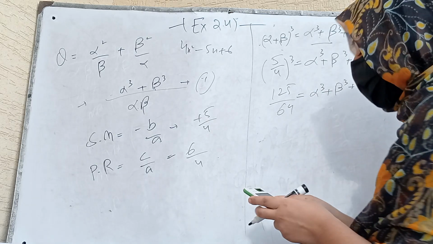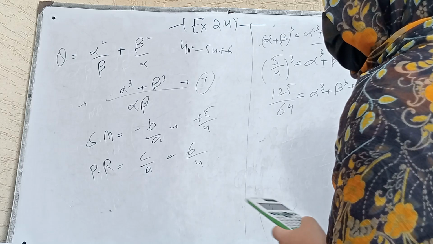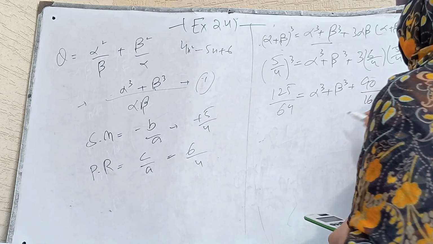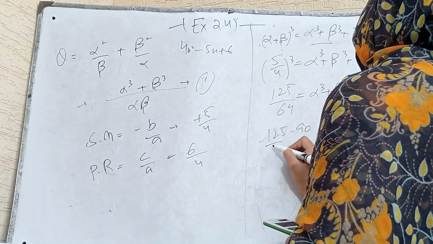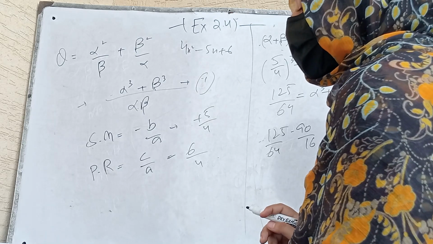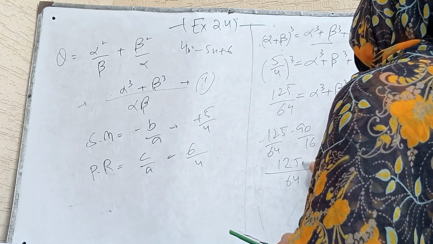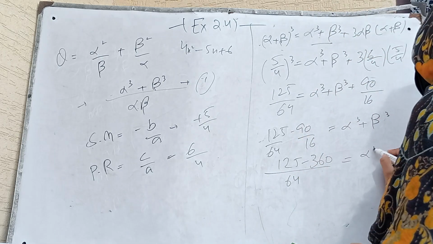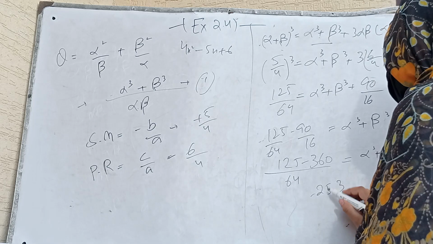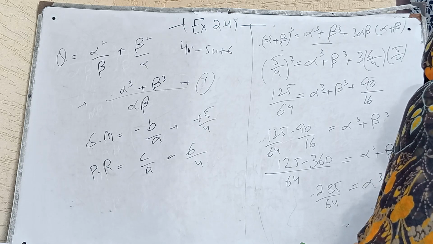alpha cube plus beta cube, and 3 multiply 6 multiply 5, which is equal to 90, and 16. So 125 minus 90 is equal to alpha cube plus beta cube. Taking the LCM of these two terms, we have 64 and 125 minus 360. So alpha cube plus beta cube, we have minus 235 divided by 64, and alpha cube plus beta cube.